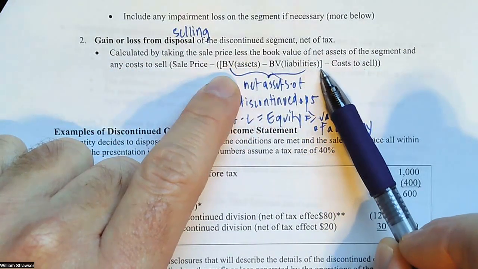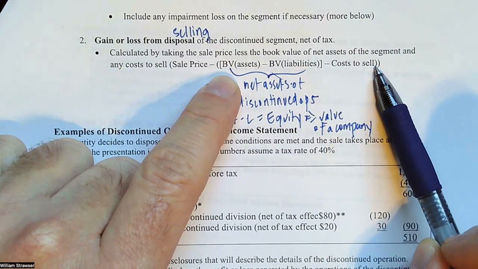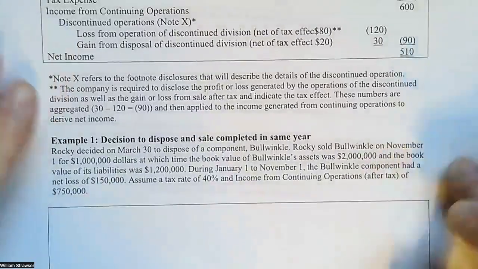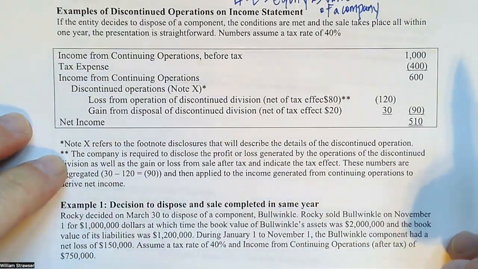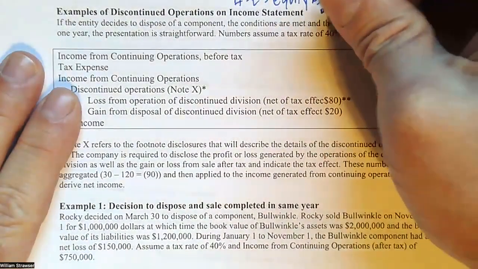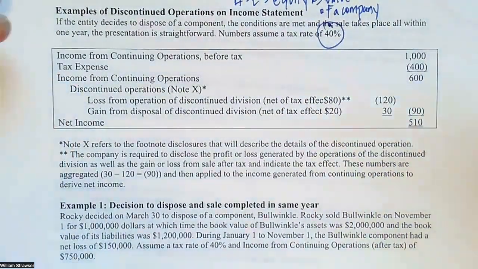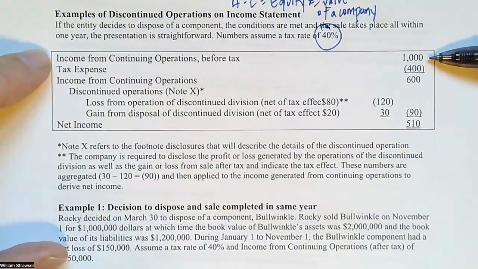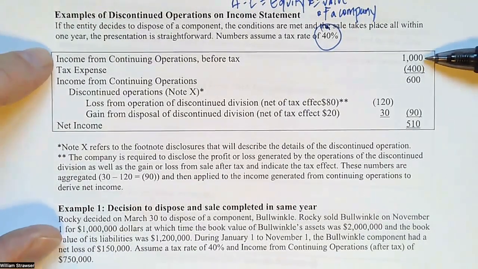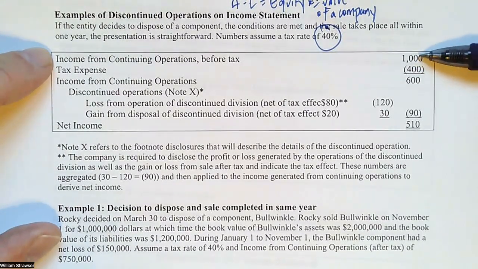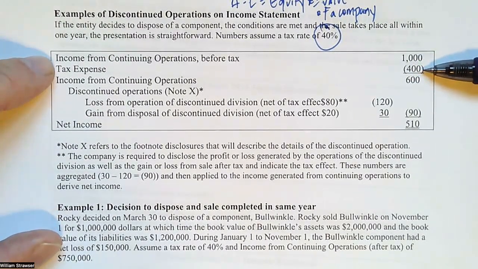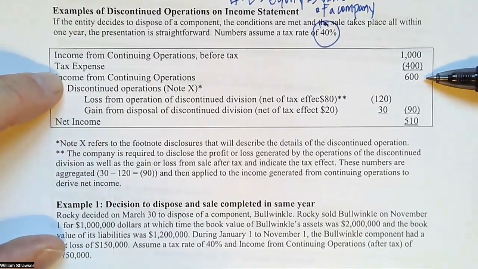Then I'm subtracting off cost to sell, and then I'm subtracting all of that from the sell price. All right, so here's a very small example of a discontinued operation statement. Here, the tax rate is 40%. This is all the revenues and the expenses of our continuing portion of the company. We take the tax expense, 40% of 1,000 is 400. This is my income from continuing operations.